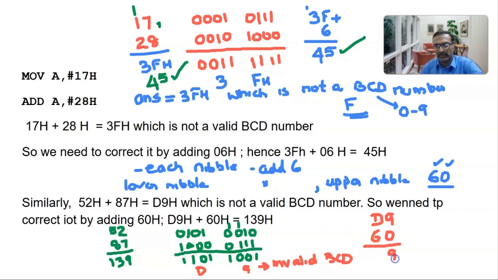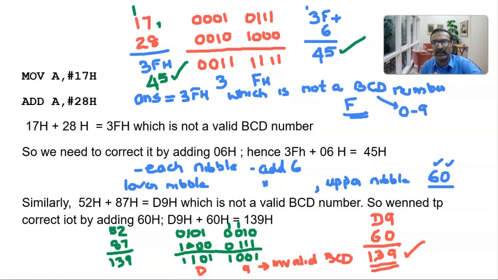So 9. What is D plus 6? D plus 6 is E, F, 0, 1, 2, 3. So D plus 6 is 13. So 139, which is the valid result which we want. So this is called BCD addition.